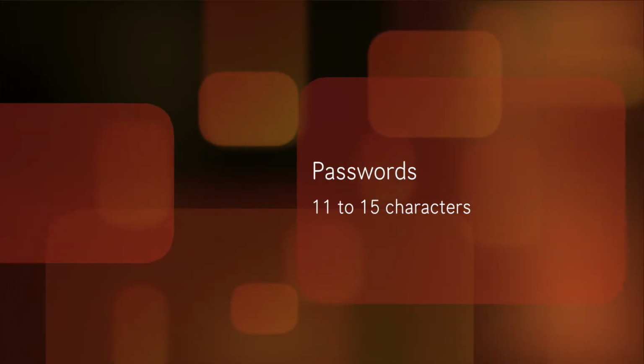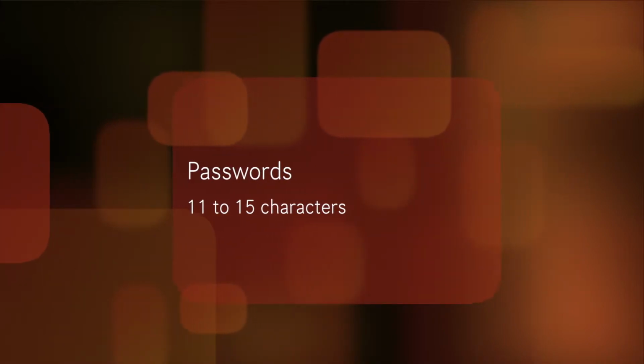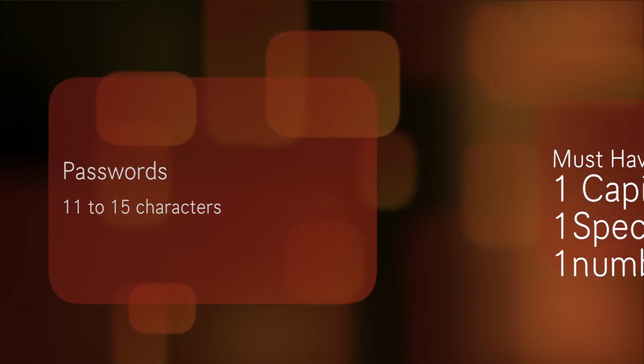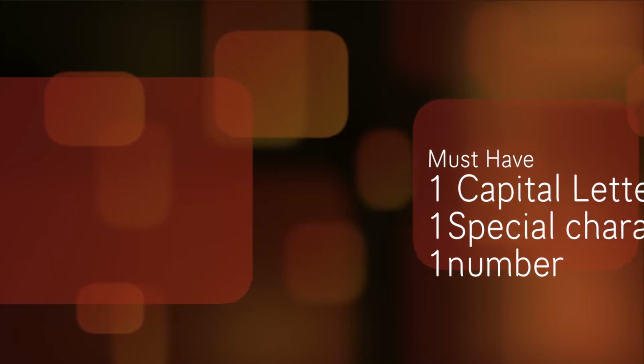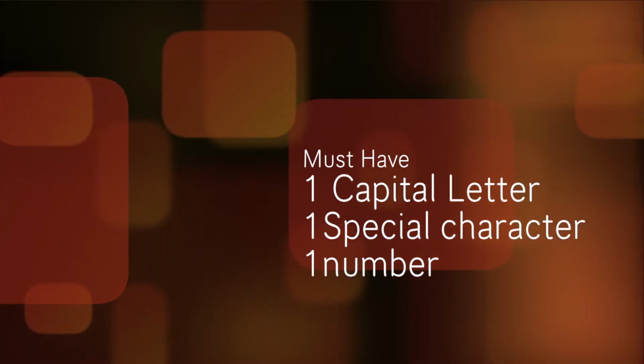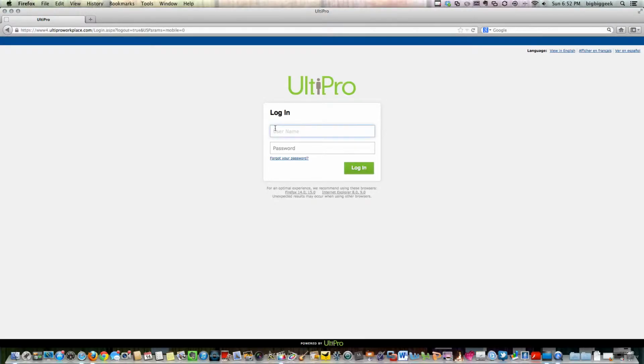First, I want to address the UltraPro password, which has to be 11 to 15 characters and has to have one capital letter, one special character, and one number. I would suggest that you start with a capital letter and end with a special character or number, and that you always be mindful whether you have your caps lock on, because that seems to trip people up from time to time. And you will notice that you have a forgot your password option, and you can use that if you do forget your password, but you only have twice. If you go over 3 times, you will have to call us.